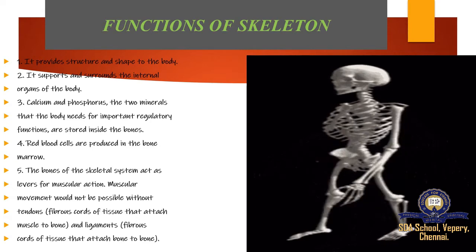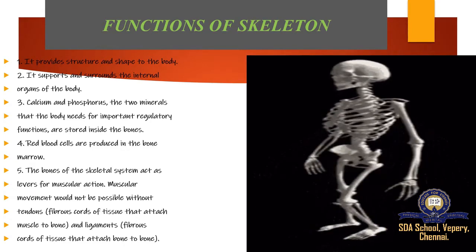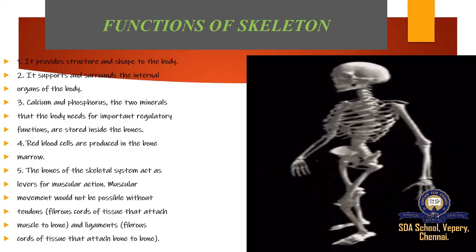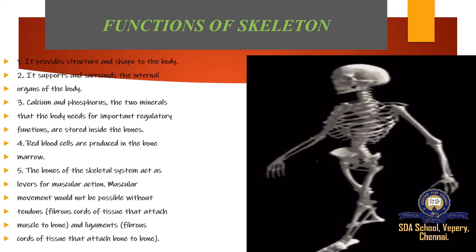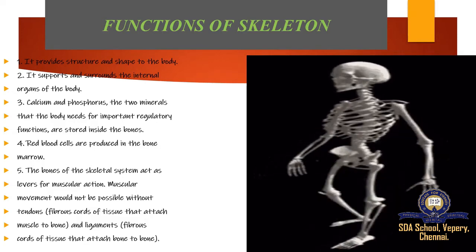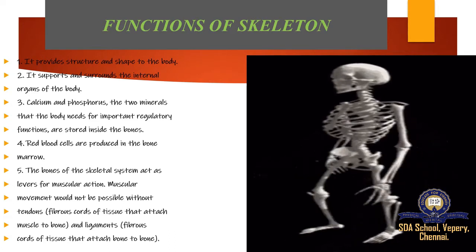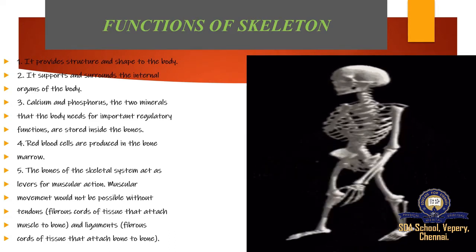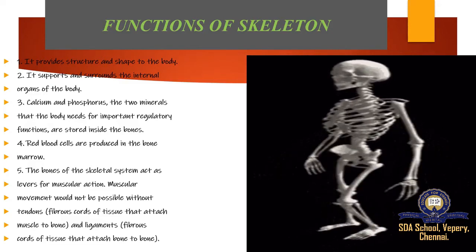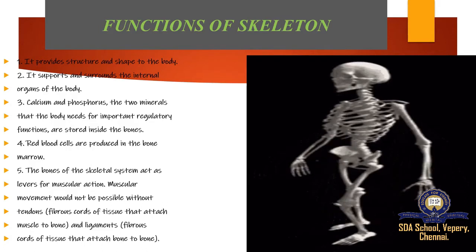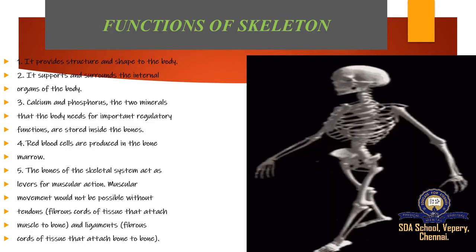The bones of the skeletal system act as a lever for muscular action. So it is helping the muscles' action as well as the movement of our body. Without muscles and skeleton, movement is not possible. And the ligaments, tissues. The bones are covered with muscles, and muscles are covered with tissues as well as the skin layer. These things combine together and make our body stand upright, as well as allow movement of the body.